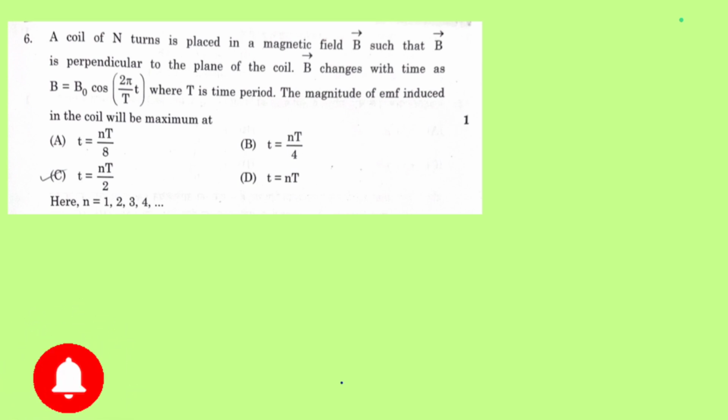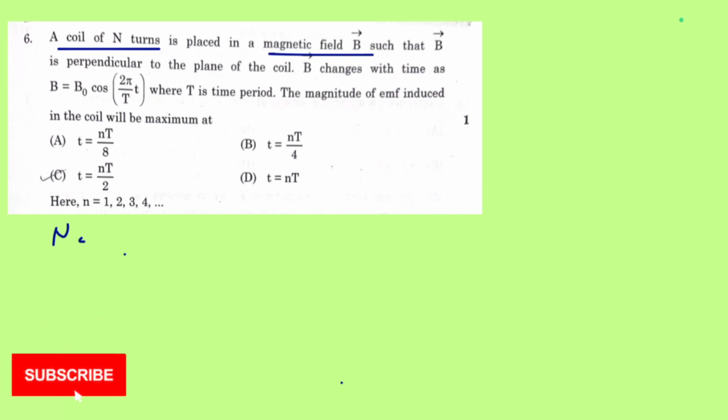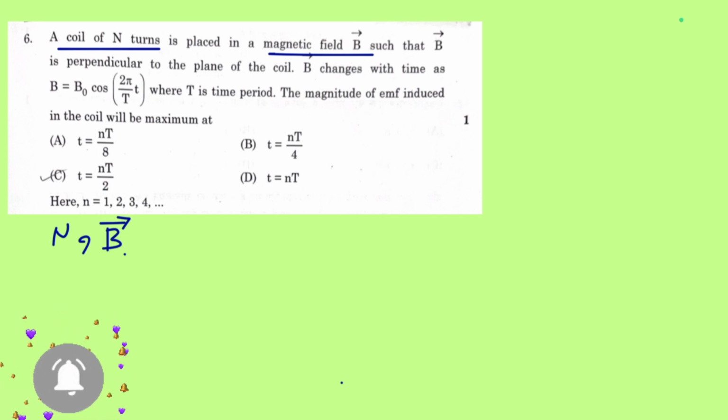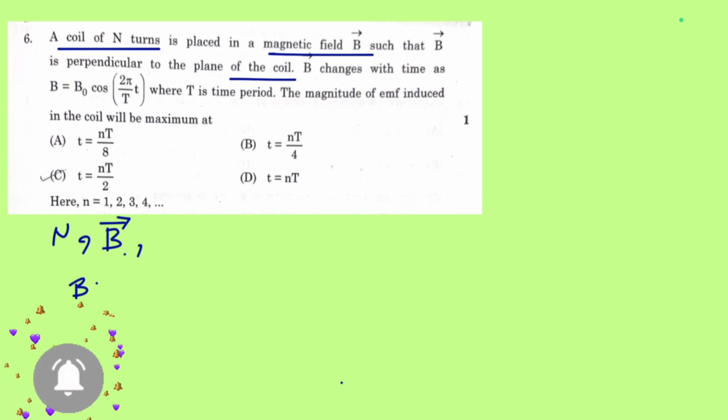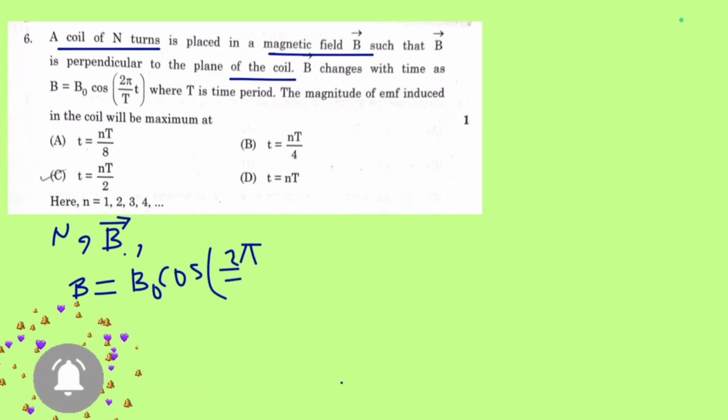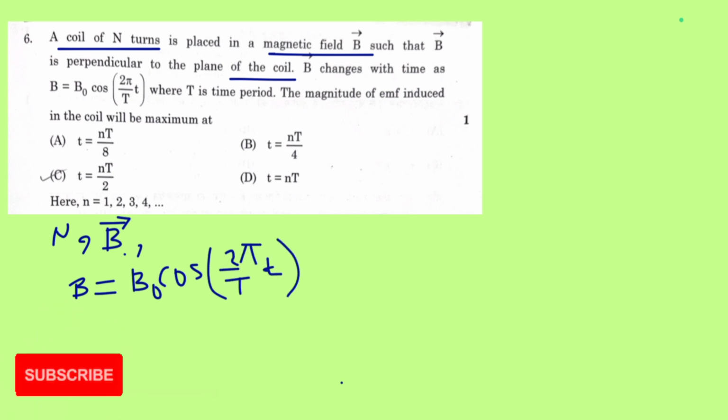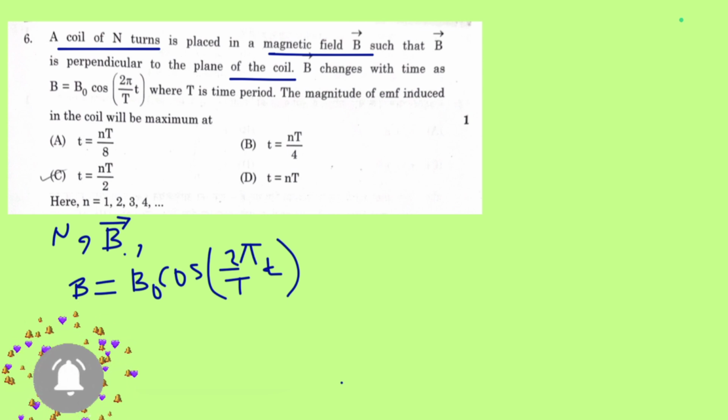Fine. So let's see. A coil of n turns is placed in a magnetic field. A coil having n number of turns is placed in a magnetic field. The magnetic field is perpendicular to the plane of the coil. B changes with time. The instantaneous magnetic field given here is B naught cos 2 pi by T into t, where T is the time period.